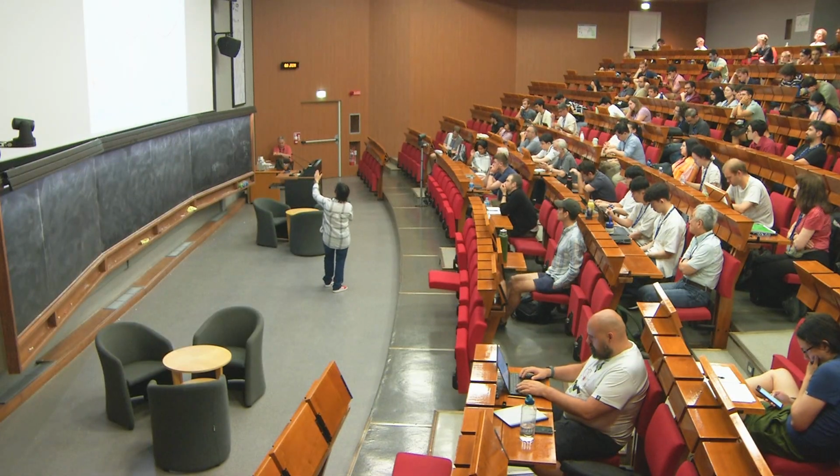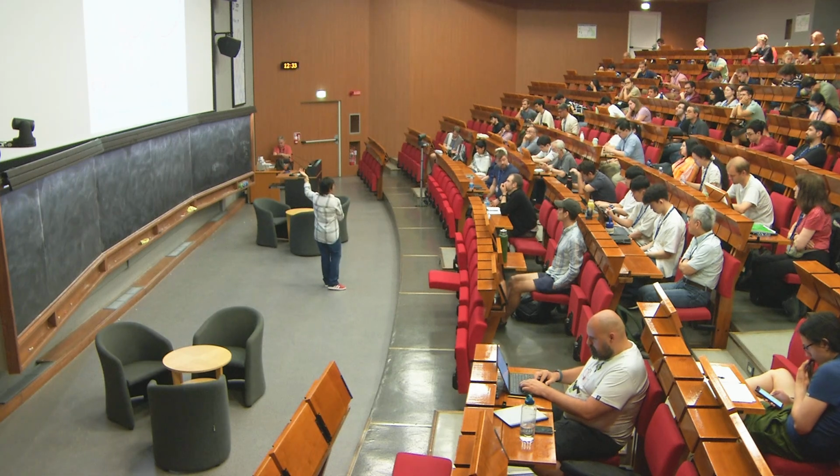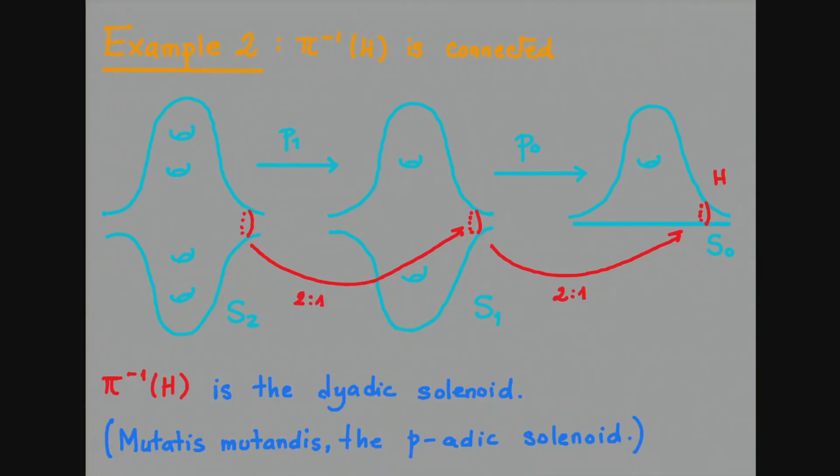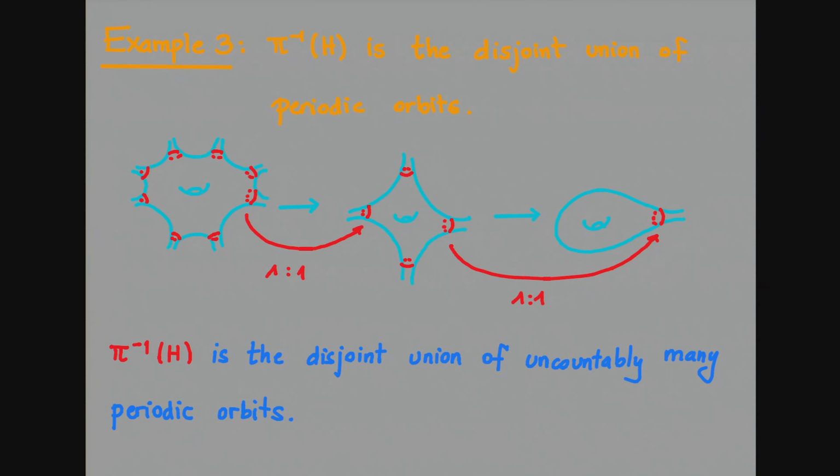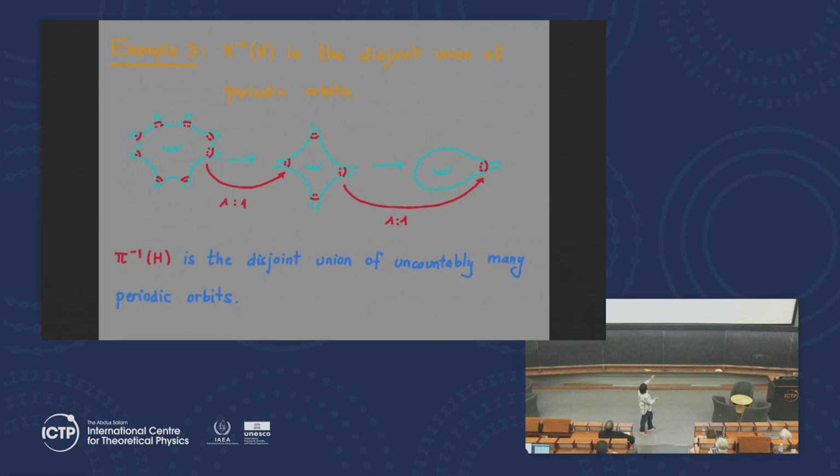So this will give you one connected component. You can have another solenoid on top of this. And then, for instance, this is another example where on top of one closed horocycle, you'll see uncountably many closed orbits for the horocycle. And it's very simple. I start with this surface.